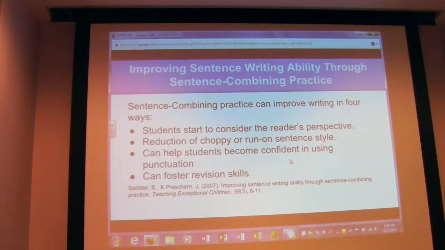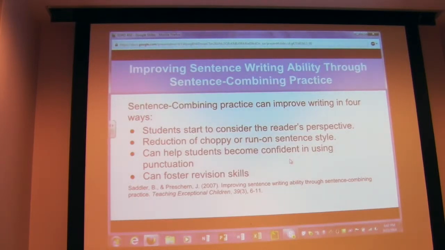In my article, Improving Sentence Writing Ability Through Sentence Combining Practice, there were certain ways that sentence combining practice can improve writing in 4 ways. The first way is students start to consider the reader's perspective, meaning they are able to see other perspectives than their own. The second one is reduction of choppy or run-on sentence style. This is where students who engage in sentence combining practice will be able to improve their sentence structure by reducing run-on sentences and being able to improve their writing skills by making it flow nicely and reducing choppiness.